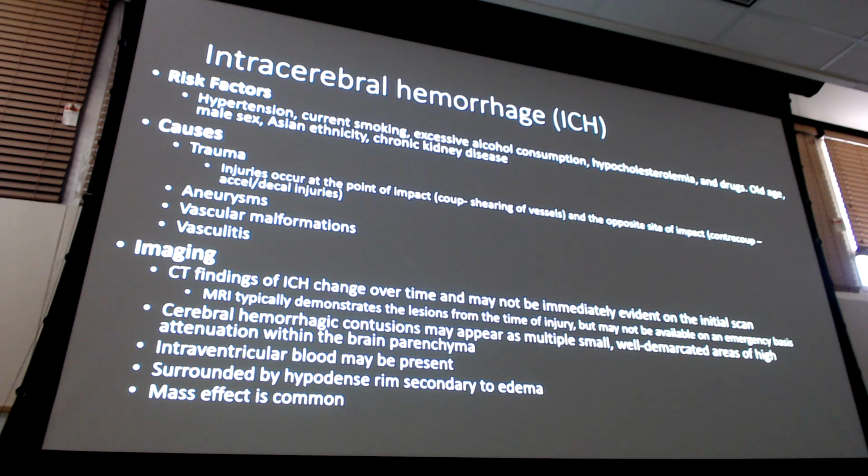CT findings may change over time. So if you have a patient that comes in and you do a head CT and you're concerned about a bleed and it's normal, but there still are signs of confusion, signs of delirium, signs of a brain injury, do not just turn around and go, you're fine, go home, have a good day. You can do a repeat CT, or you can admit them and order an MRI if you need to.